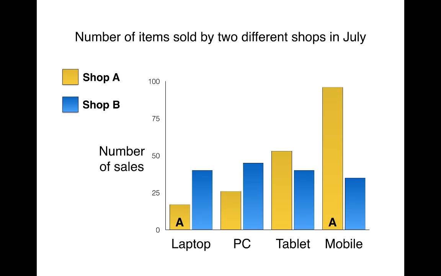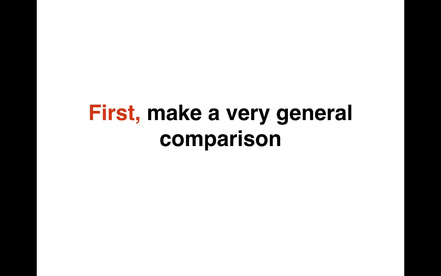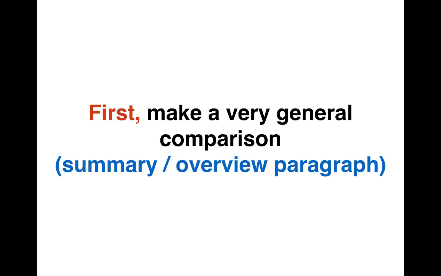Shop A sold nearly 100 mobiles but less than 25 laptops. You could compare those two figures. So your job is to compare the bars, whether it's with time or with just items. It doesn't matter, you're comparing the bars. And first, you should make a very general comparison between the bars. This is for your summary or overview paragraph.